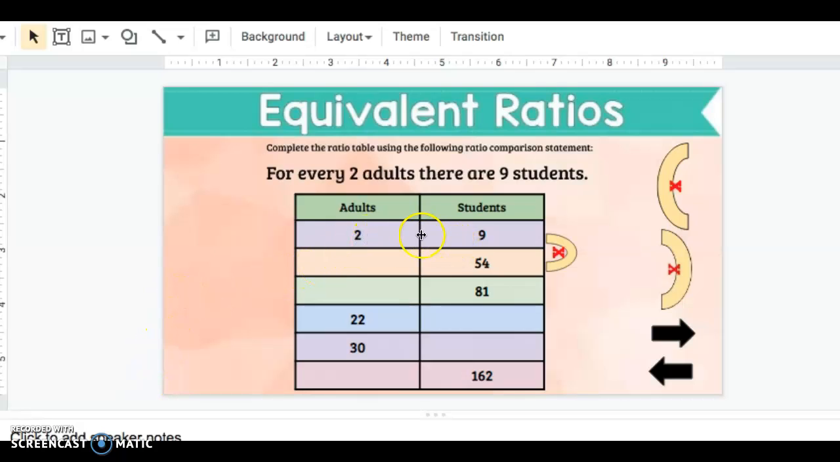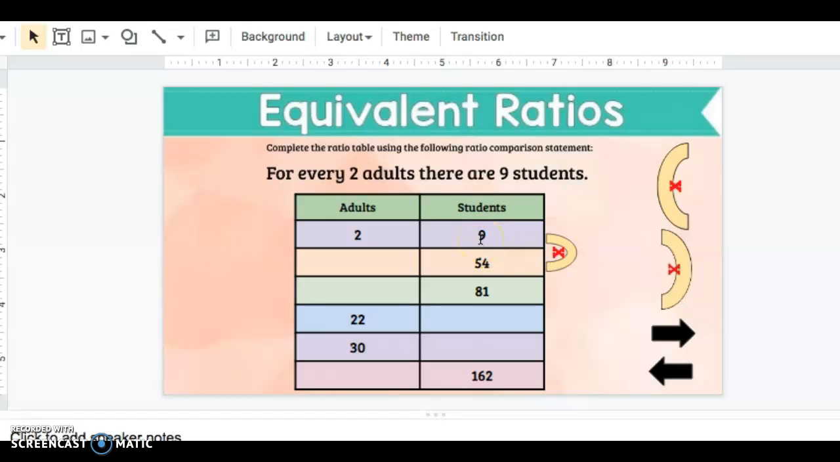Now, when we're looking for a pattern, we are either multiplying or dividing. We aren't adding, we aren't subtracting. It's either multiply or divide. So if I was looking from 2 to 9, if I multiply 2 by anything, I'm not getting 9. And if I divide 9 by something, I'm not getting a whole number, I'm not getting 2. So our pattern is going to go down the side.